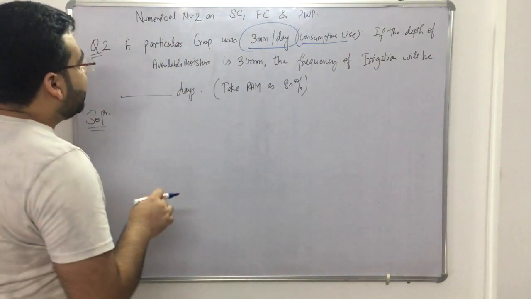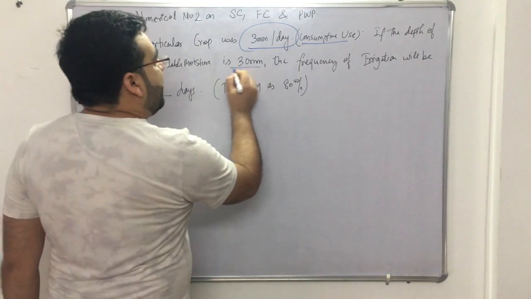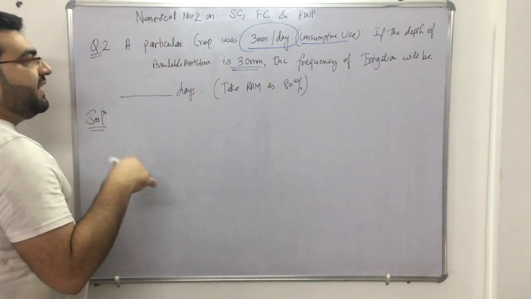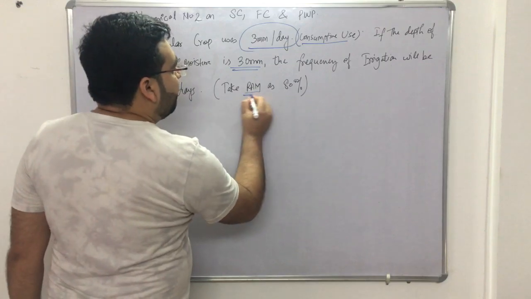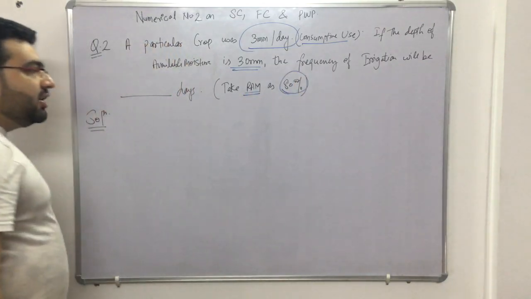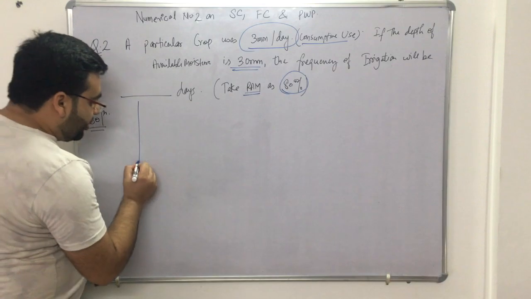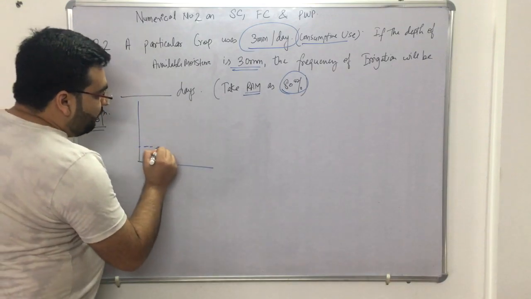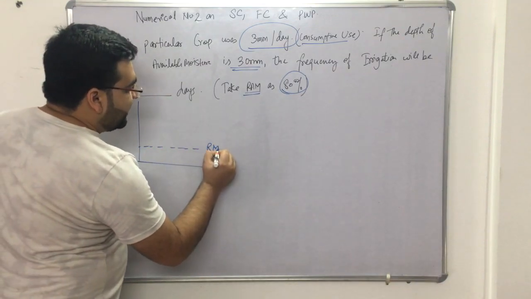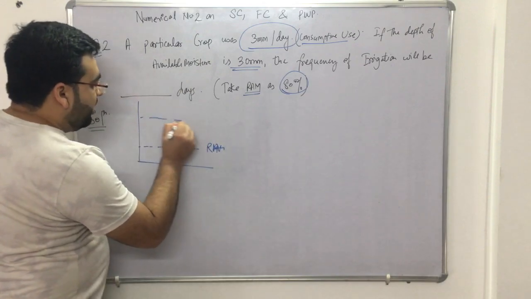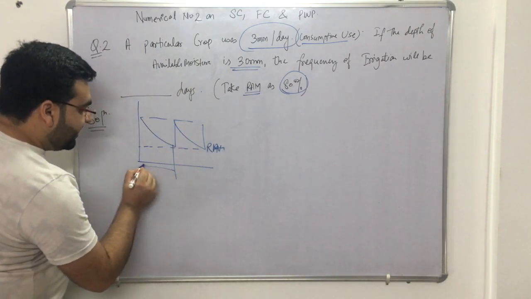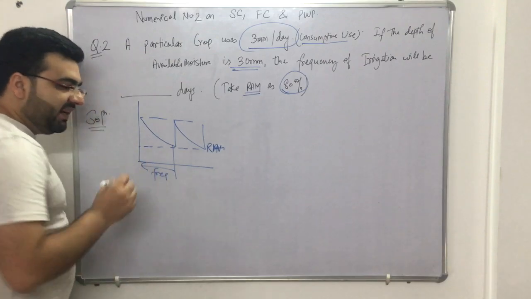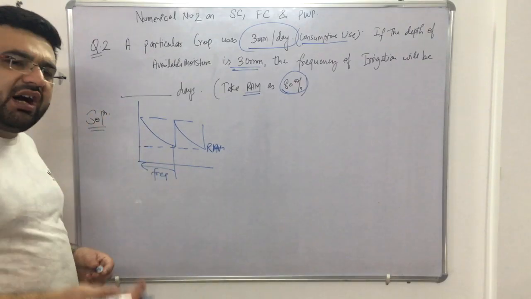Okay. If the depth of available moisture is 30 mm, the frequency of irrigation will be how many days? Take readily available moisture as 80%. I told you when I drew this graph, whenever the water content just reaches the readily available moisture, we irrigate the area, if you remember. And this time period is known as the frequency of irrigation, whether in days, hours or whatever.